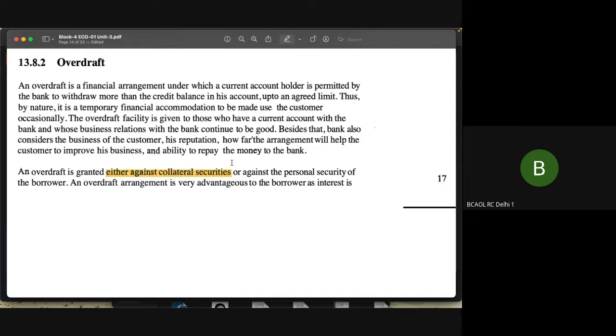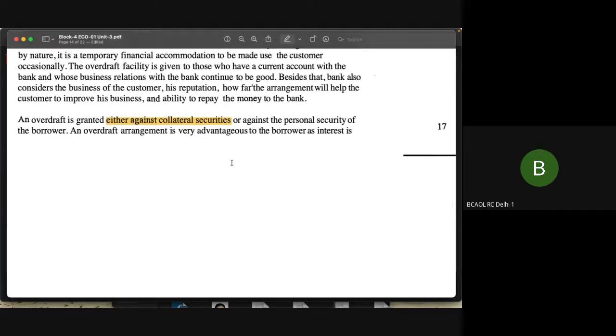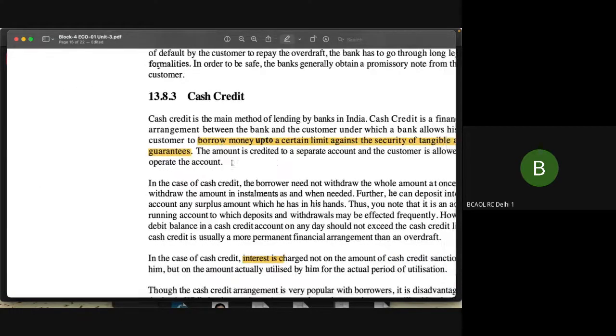What is happening? You are taking money that does not belong to you, that belongs to the bank, and you are taking it on credit for some period of time, and you return that money. If you don't, you will be charged high interest rates. Apart from that, you get cash credit.